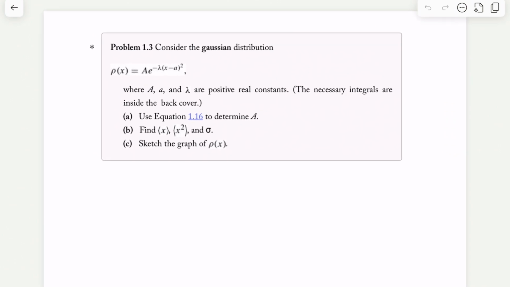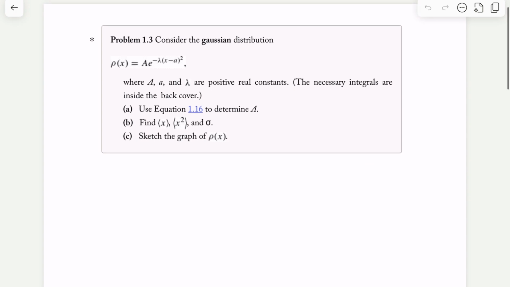Okay, this is a problem from Introduction to Quantum Mechanics, third edition by Griffiths. So, problem 1.3. Consider the Gaussian distribution, the distribution function rho of x equal to A e to the negative lambda quantity x minus a squared, where capital A, small a, and lambda are positive real constants.